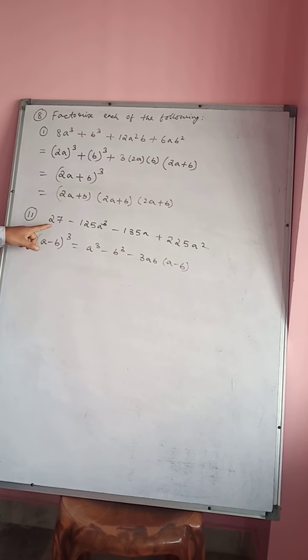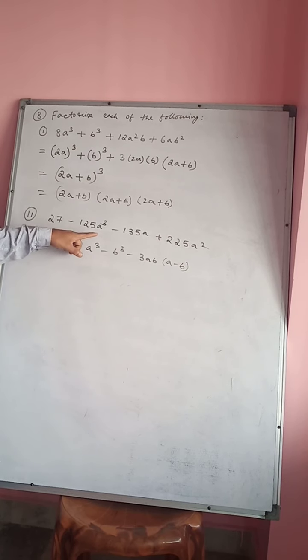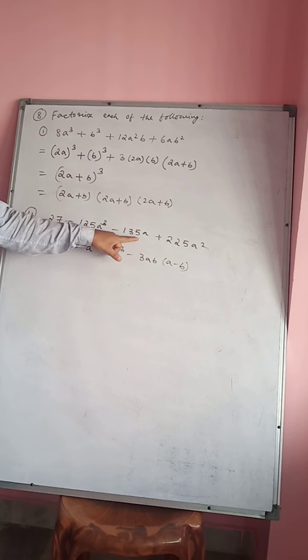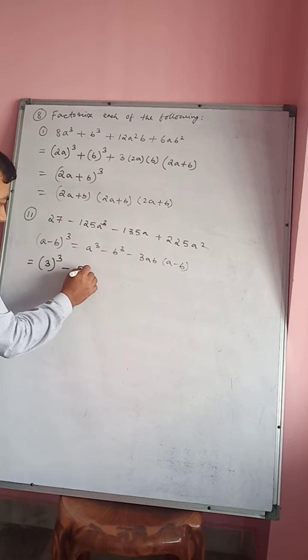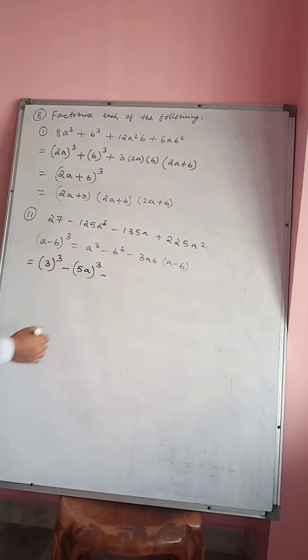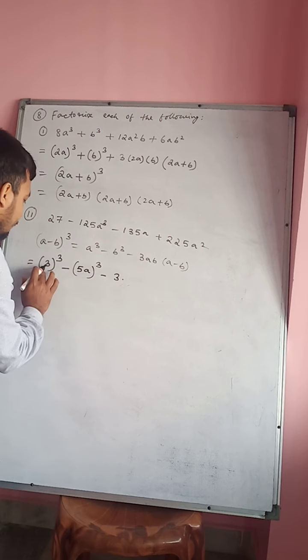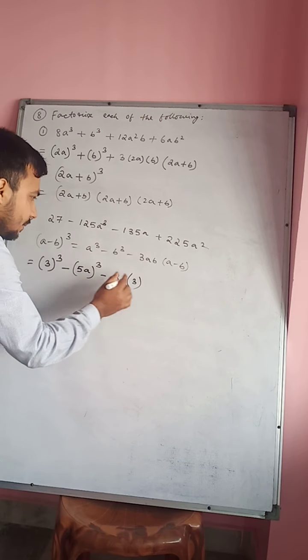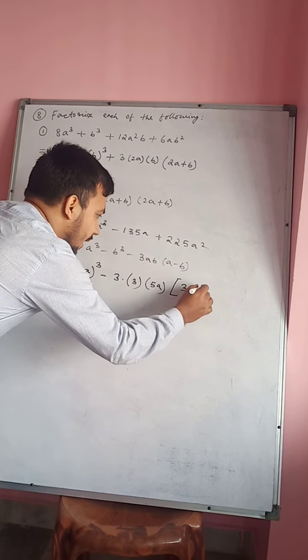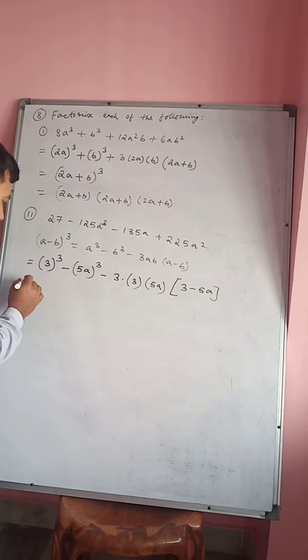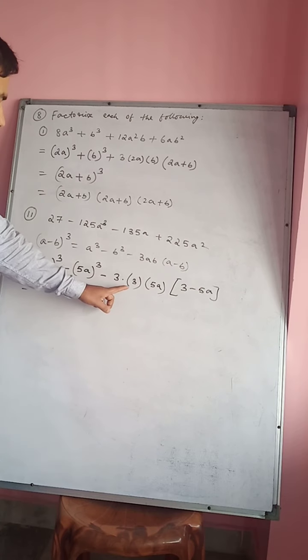So now question number 2, 27 minus 125a cube minus 135a plus 225a square. Here we will use this identity, minus. So what is 27 means? This is our a, 3 cube, minus what is 125 means 5a whole cube, minus 3 into what is a means 3, b means 5a, and in bracket what you will write? 3 minus 5a. Now you can check whether you are correct or not.